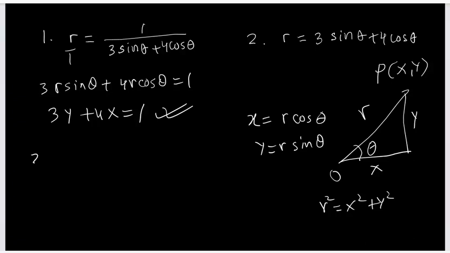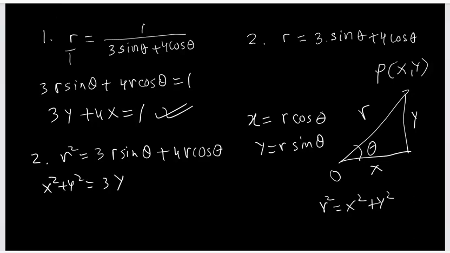The second one, again, we have r equals 3 sine theta plus 4 cosine theta. So we need some r here. So what do you do? Multiply by r on both sides. You get r squared equals 3r sine theta plus 4r cosine theta. Now replace r squared with x squared plus y squared, and the right side becomes 3y plus 4x. So this is going to be a circle.